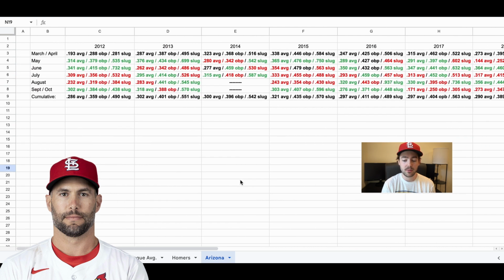Every single year he's been a member of the Arizona Diamondbacks. And I did the same thing I did with the first graph here, where his season splits, his rolling statistics: was it better or worse than the month beforehand? In 2012, that's his first full season.